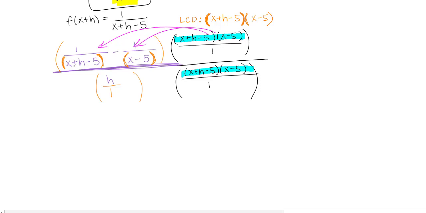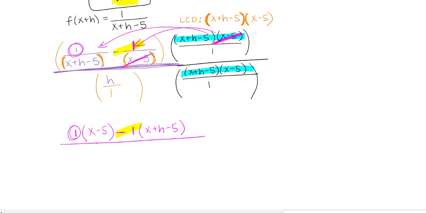Okay, so if I distribute both of these factors to each term in my numerator, in the first term, this x plus h minus 5 is going to divide to 1, leaving me only with the 1 and the x minus 5 factor. Minus, this numerator is a 1. And then the x minus 5 factor would now divide out, leaving me with the x plus h minus 5 factor all over. And I'm not going to multiply out this denominator, which I'll talk about now.